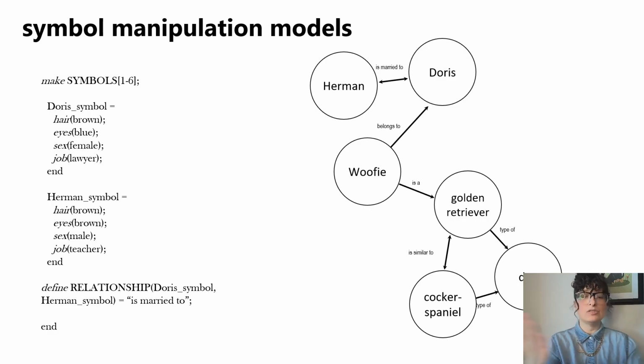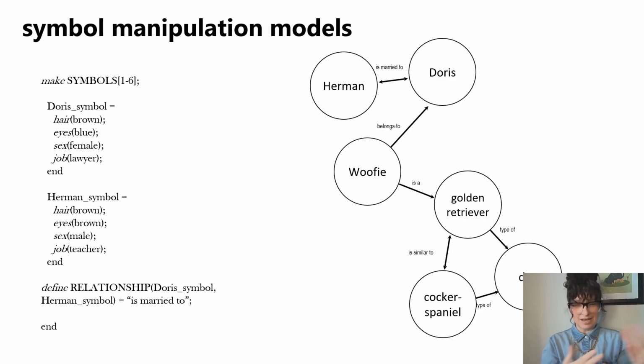So you would be able to say the Doris symbol has brown hair, blue eyes, is a female, and is a lawyer. The Herman symbol, on the other hand, would have brown hair, brown eyes, is male, and their job is a teacher. And then the definition of the relationship would come afterwards explicitly, that the relationship is that Herman is married to Doris and Doris is married to Herman. This is how you would program this kind of symbol manipulation model.